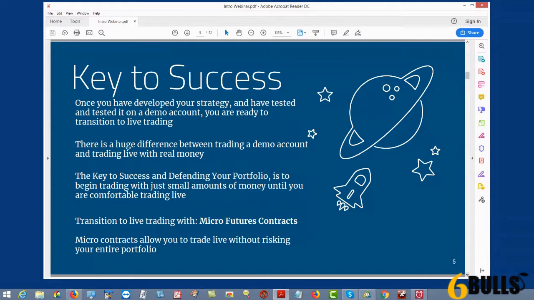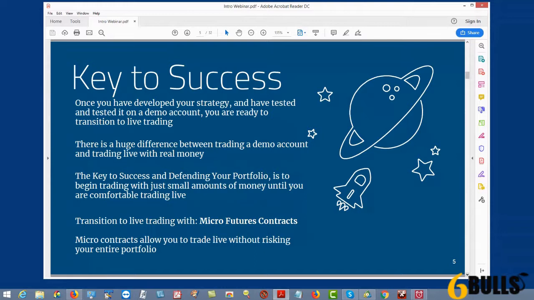It used to be when you transitioned, you would go from demo to what are called mini futures. But a couple of months ago, the Chicago Mercantile Exchange, which controls trading futures, developed something called micro futures contracts. And because of that, now you can transition from demo to micros.